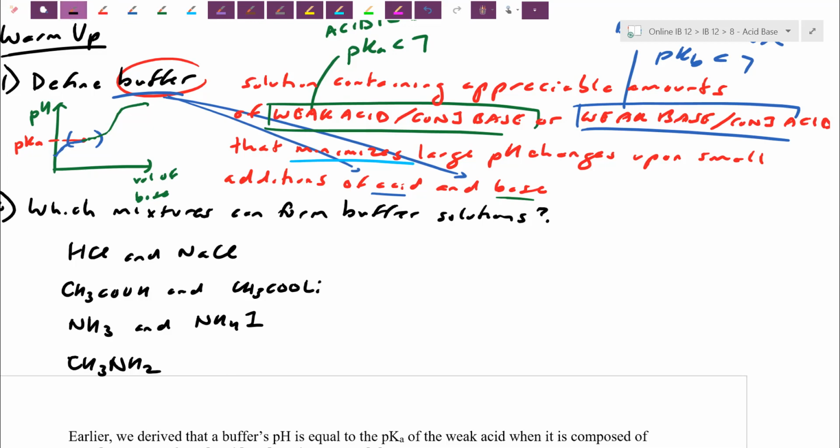So the keynote here is how does it do it is because of an equilibrium system. That's why we needed something that was weak. So when you're answering question number 2 here, if you're noticing something that's going to be strong, that's not going to be in equilibrium.